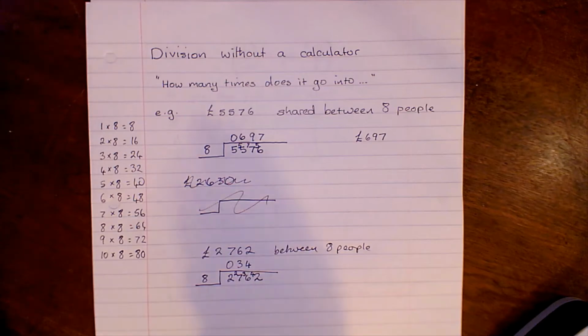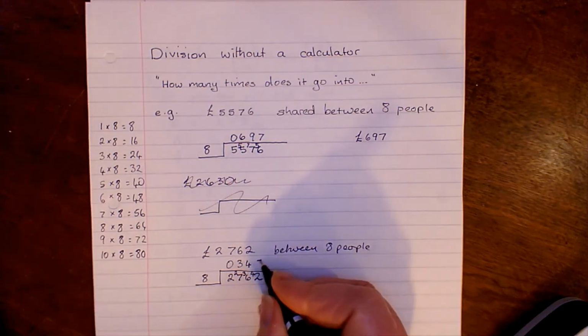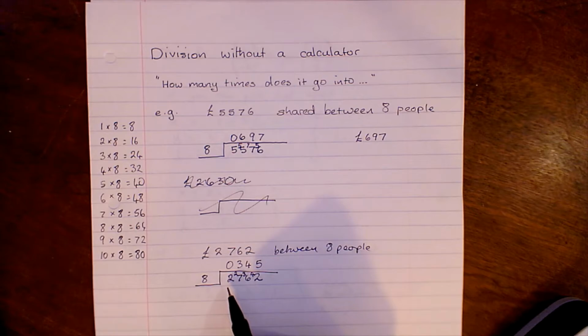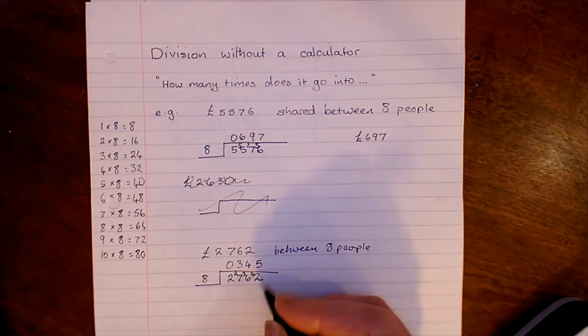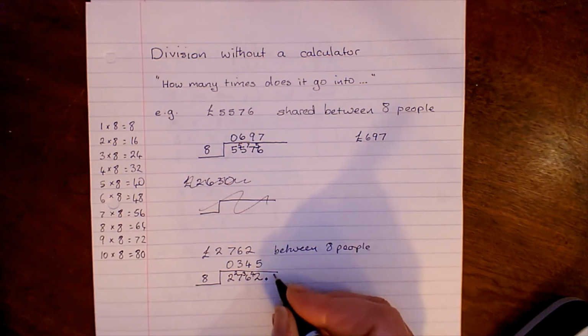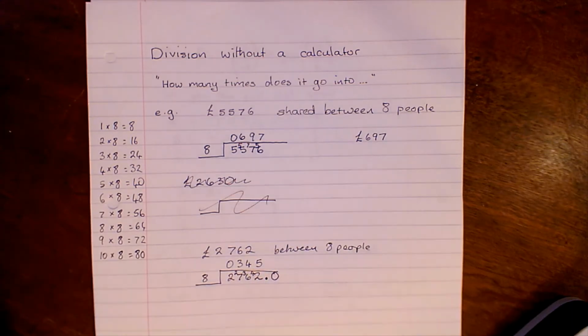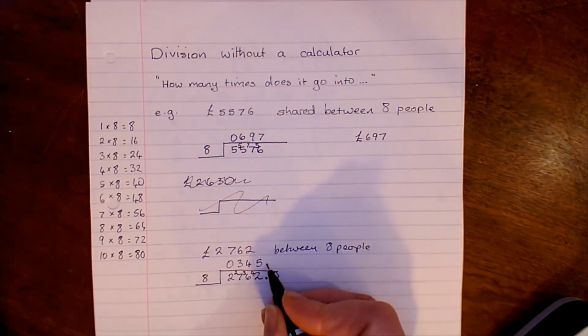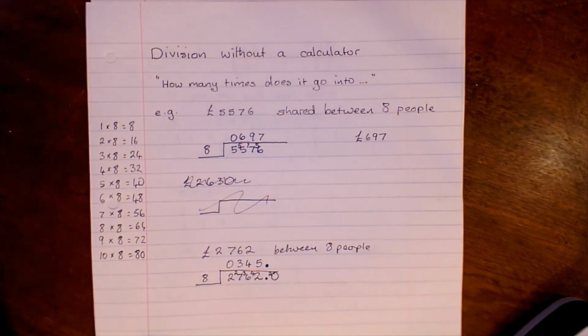How many times does 8 go into 42? Well, it goes into it 5 times. But we've got 2 left. Now we need somewhere to put that. So this was 2,762. If we're going to go down a place, we're going to have to give ourselves a decimal point and something to go on to. So that was 40, so we've got 2 left over, it can go on there. A decimal point up here to match.